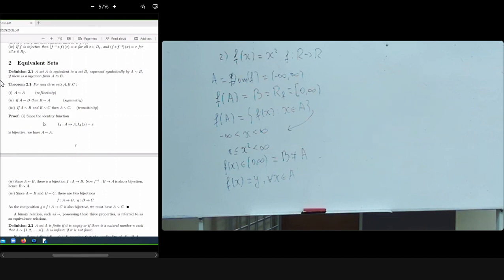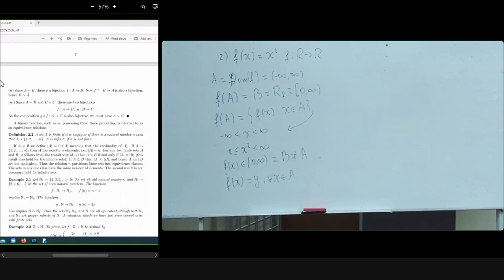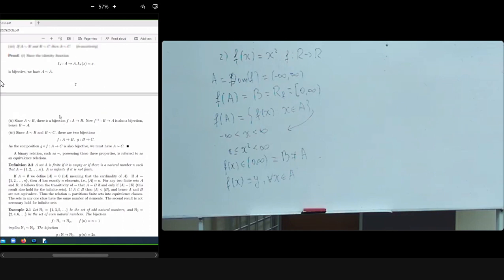So for the first one, we have a bijective function. See, this f of x equals x is a bijective function. It is 1 to 1 and onto. So A is equivalent to A. For the B, there is a bijection function. You see, if A and B are equivalent, then there is a bijection function. If f is a bijection function, then the inverse is also bijective. Based on what? If f is bijective, then f minus 1 is also bijective.